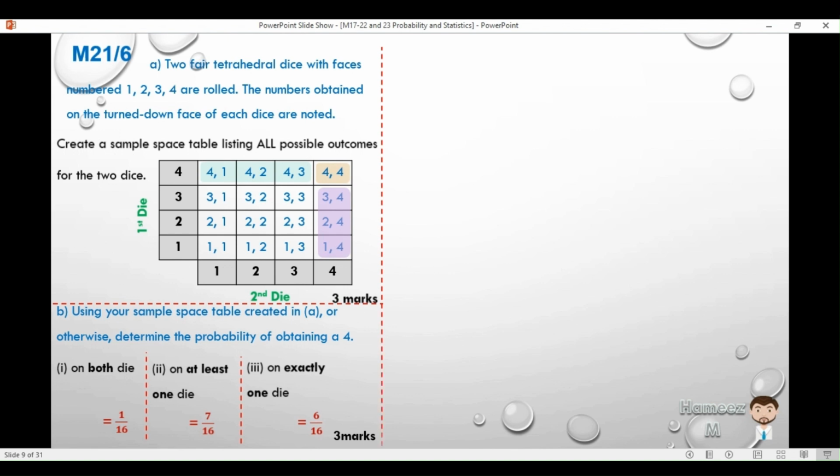So let's now go on to part 4, where it says show that obtaining a 4 on both dice are independent events. So let's consider where it's happening together at the same time. So the probability of rolling a 4 in the first die and the probability of rolling a 4 in the second die is 1 out of 16. We worked that out in part 1. It's the sort of peach highlight on the table.